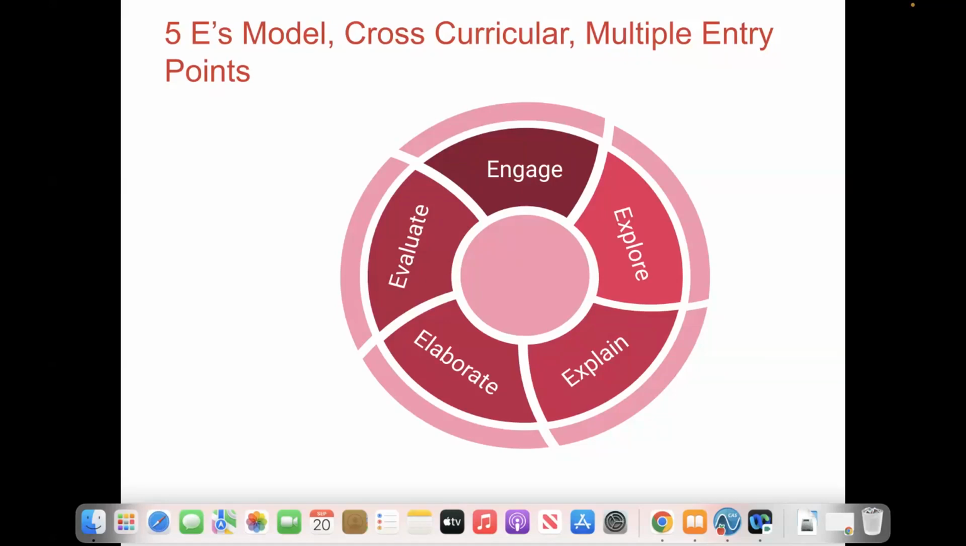The elaborate piece really is designed as more of the teacher instruction piece, really trying to drive home those points and help the students make sense of what they were attempting to explain from what they explored. And then again, the evaluate piece is more on us as the educators, evaluating their learning. But I also think it's important for the students to work with one another through the explain process to gain a deeper understanding, elaborate on that content themselves, and be able to evaluate their own learning before they move forward.